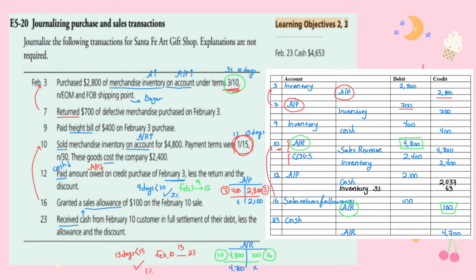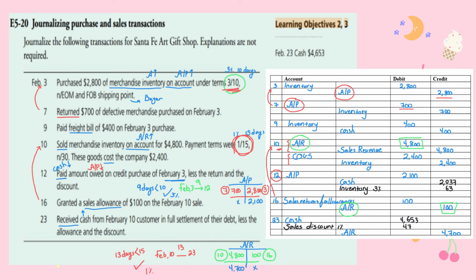Since he's a customer and he's getting the discount, it's gonna be sales discount on the debit side. This is a contra revenue account. It decreases your revenues. It's debit. The sales discount will be only 1% of the 4,700, which is 47, and the rest will be received in cash. So for 4,700 less 47, it's gonna be 4,653. Now let's go back to February 12th.